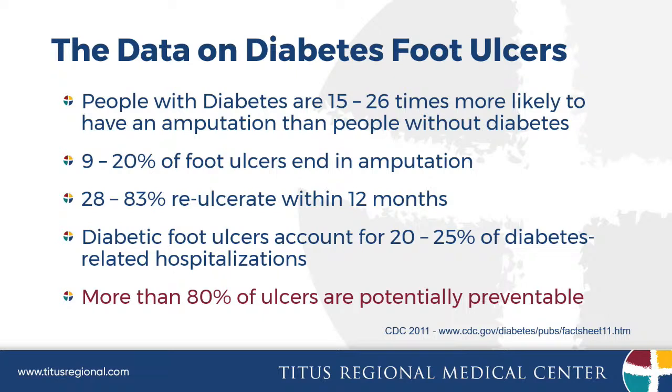Some data on diabetic foot ulcers. People with diabetes are 15 to 26 times more likely to have an amputation than people without. 9 to 20% of these foot ulcers do end in amputation. 28 to 83% after healing re-ulcerate within 12 months. So diabetic foot ulcers are one of the leading reasons for diabetes-related hospitalizations, leading to 20 to 25% of all diabetes-related hospitalizations. Again, I want to be very clear, more than 80% of these ulcers were preventable.